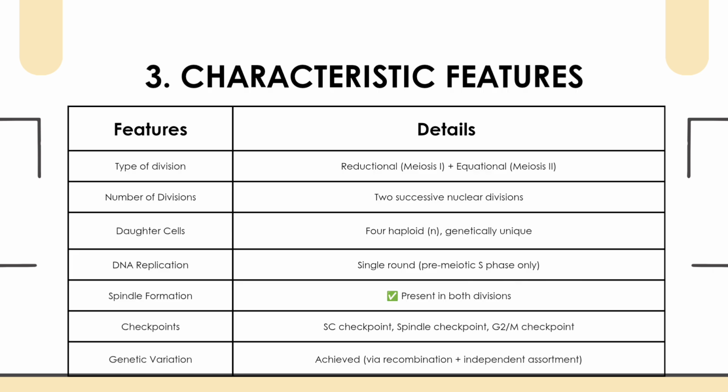Here are the defining features in one place. Type of division: reductional, meiosis I, plus equational, meiosis II. Number of divisions: 2 successive nuclear divisions. DNA replication: a single round, premeiotic S phase only. Daughter cells: 4 haploid and genetically unique cells. Crossing over occurs in prophase I at the Pachytene stage. Genetic variation, achieved by recombination and independent assortment. Spindle formation, present in both divisions. Checkpoints: synaptonemal complex, SC, checkpoint, spindle assembly checkpoint, and G2/M controls.